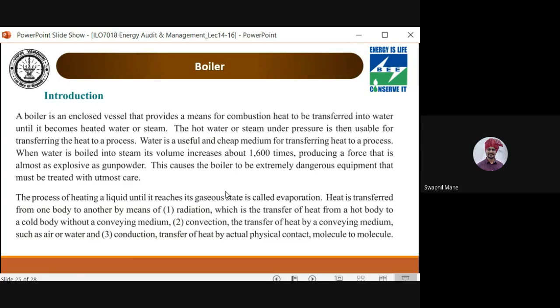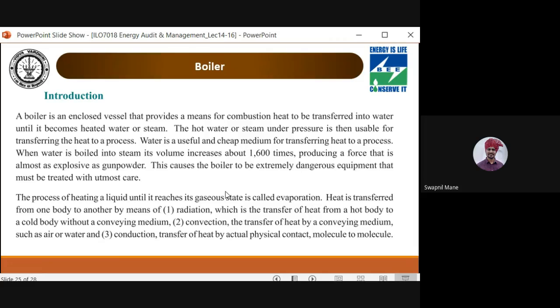Water is a useful and cheap medium for transferring heat to a process. When water is boiled into steam, its volume increases up to 1600 times, producing a force that is almost as explosive as gunpowder. That is why the old locomotives used to run on steam. Steam has great power, almost like an explosive. The piston and cylinder arrangements through which the steam was passed converted the reciprocating motion into a rotary motion, on which the steam engine used to run, and it was coal fired.